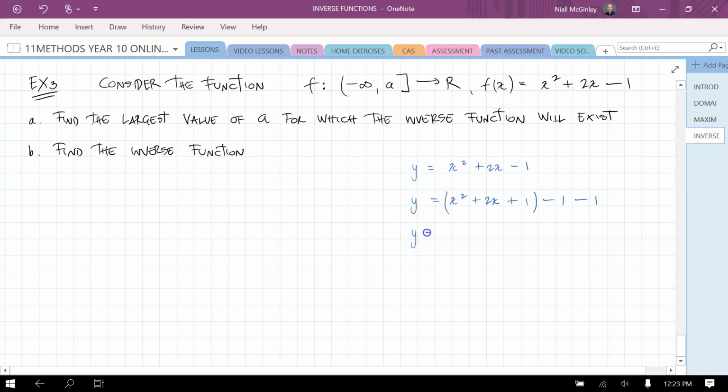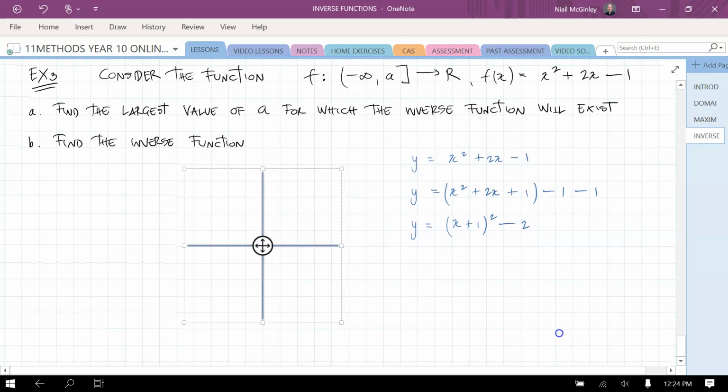Writing this in turning point form, this is going to be x plus 1 all squared, because it's always x and then what half the coefficient of x was, which was plus 1. And then we've got minus 2. So what we have here is a parabola with a turning point of minus 1, minus 2. It is a minimum one. So then it's like this. This is me drawing the parabola without any restrictions, so just ignoring this bit at the moment.